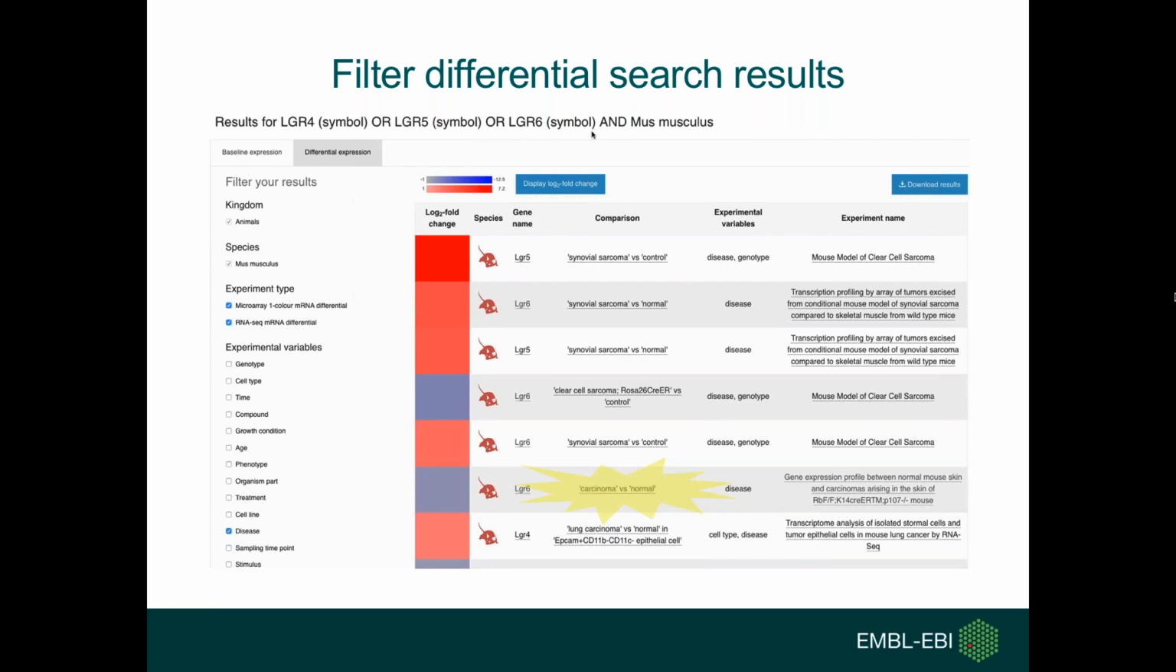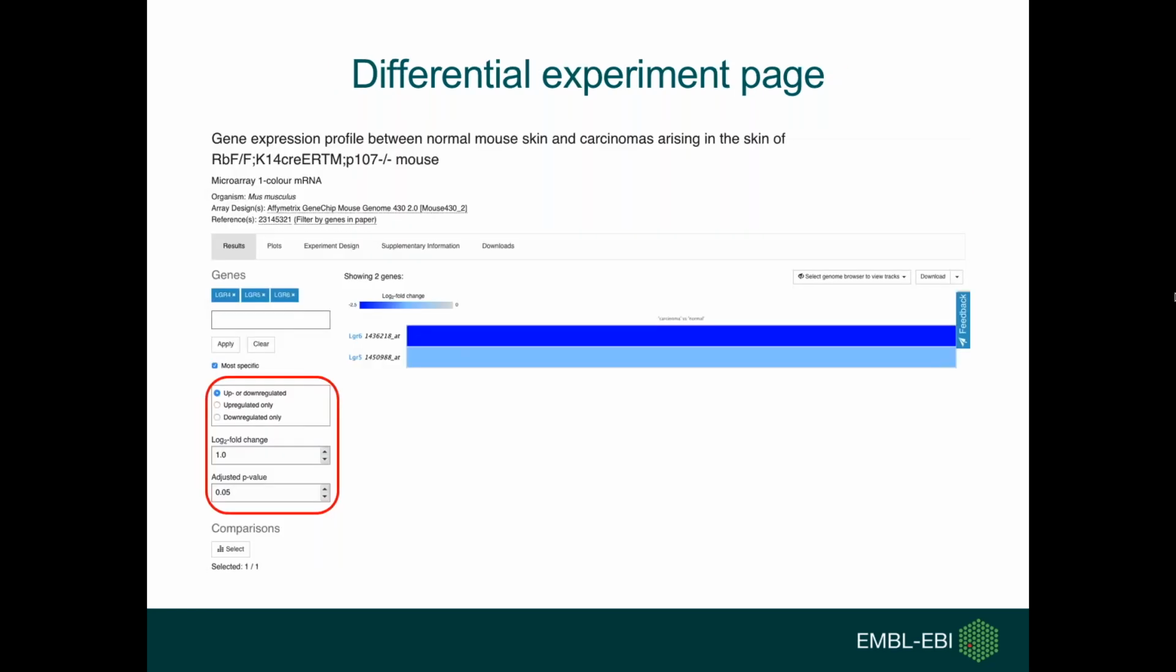So let's investigate this disease comparison a bit more closely by clicking on the comparison name. This gets you again to the experiment page with the title of the experiment at the top. The page controls here are quite similar to what we've seen already for the baseline experiment page, but there are a few changes. For example, you can choose to only show the up or the down regulated genes.